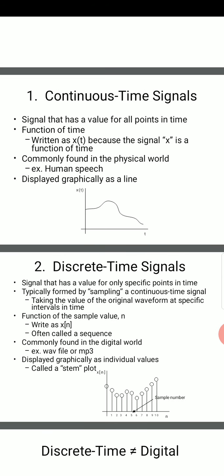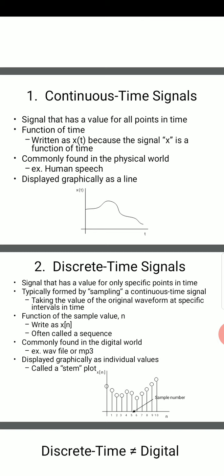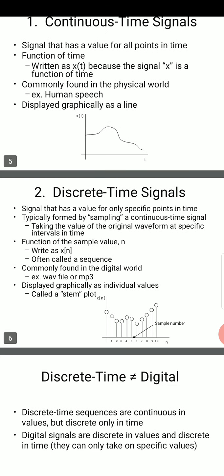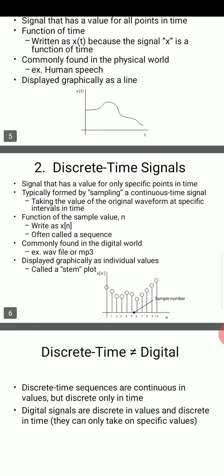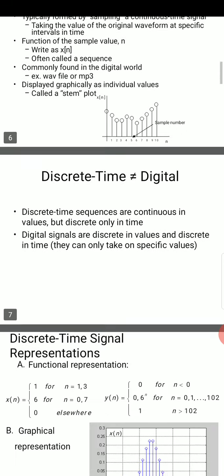Some behavior of the discrete signal: it looks like a fountain. At a specific time, there is a specific amplitude; that is the discrete signal. Using sampling, the continuous signal is changed to the discrete signal. What is the discrete time digital signal? A discrete time sequence is continuous in value but discrete only in time. A digital signal is discrete in value and discrete in time, and can only take specific values.